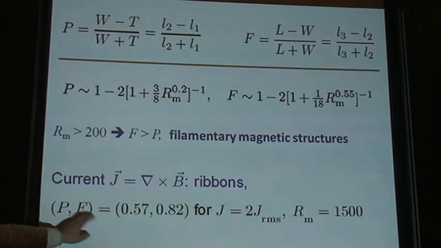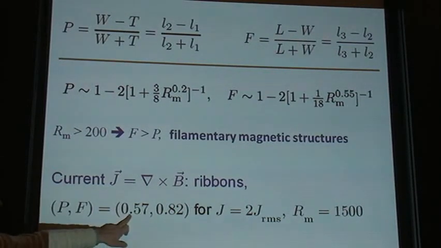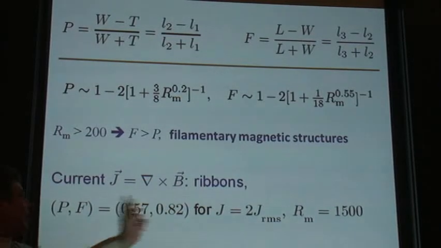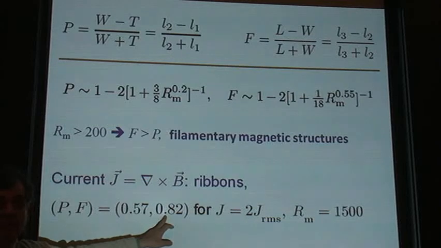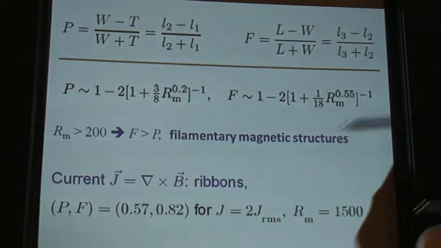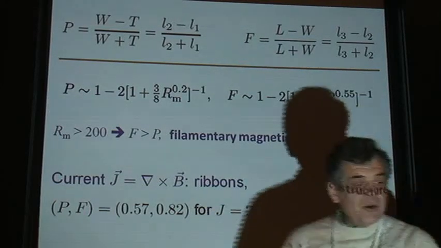Remarkably, the corresponding values for the current isosurfaces look like ribbons. Planarity and filamentarity are very similar. Filamentarity is slightly larger. This is typical of a ribbon. Not surprising, right? If your magnetic field is in the filament, the current will be on a surface surrounding it, right? So the current then, by definition, will be on the surface. This is exactly what you get here.